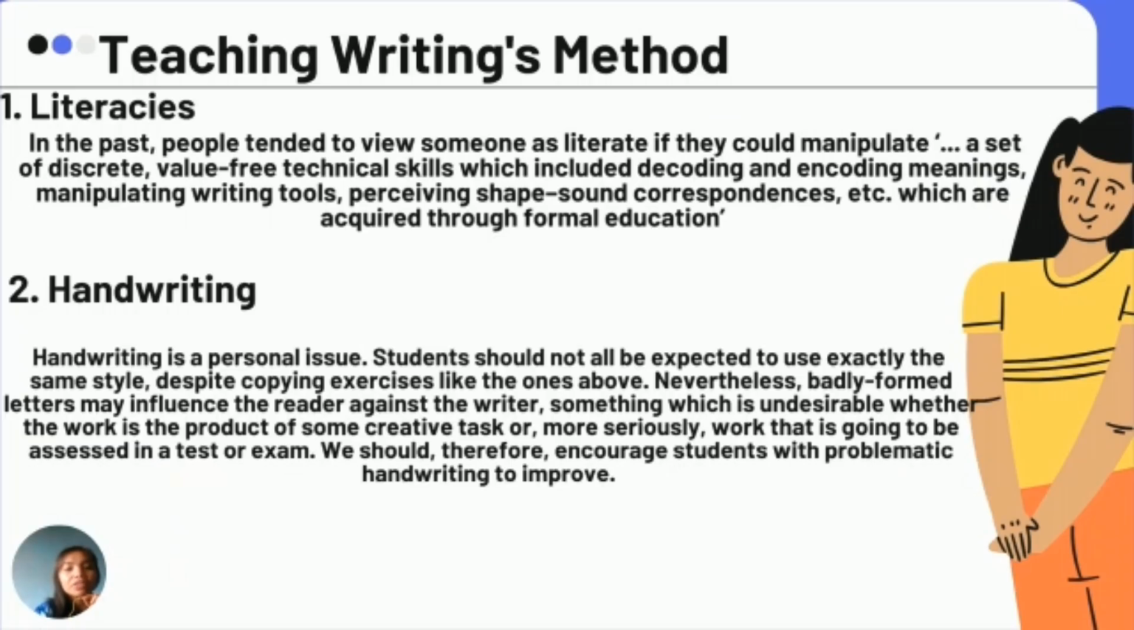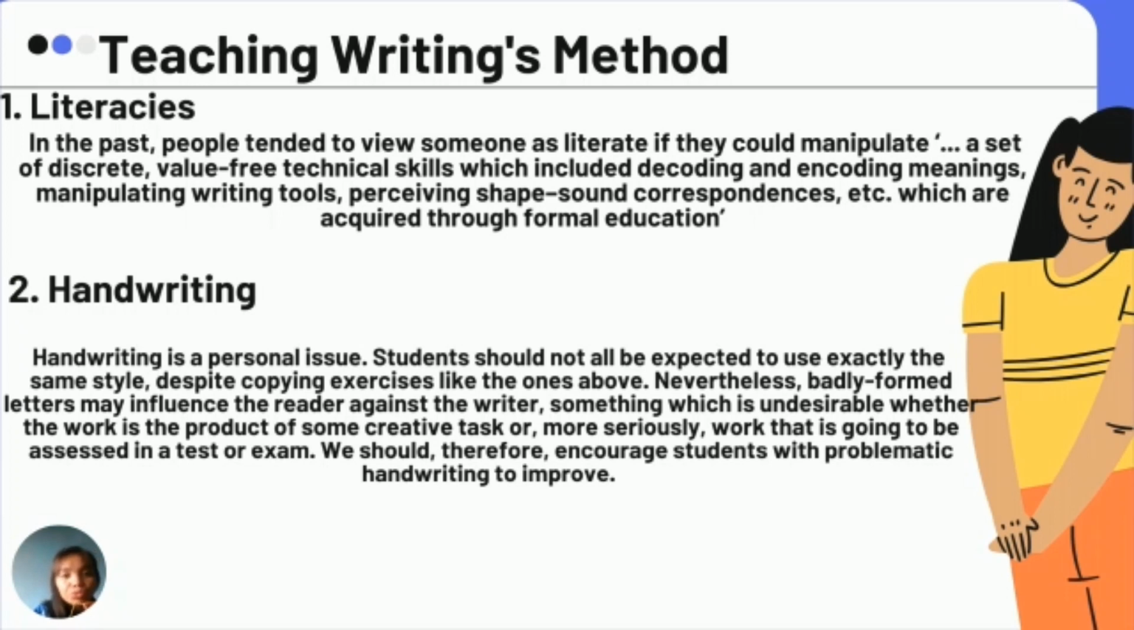And next, about the teaching writing methods. The first method in teaching writing. In the past, people tended to view someone as illiterate if they could not manipulate a set of discrete, value-free technical skills, which include decoding and encoding meanings, manipulating writing tools, perceiving shape, sounds, correspondence, and etc., which are acquired through formal education.